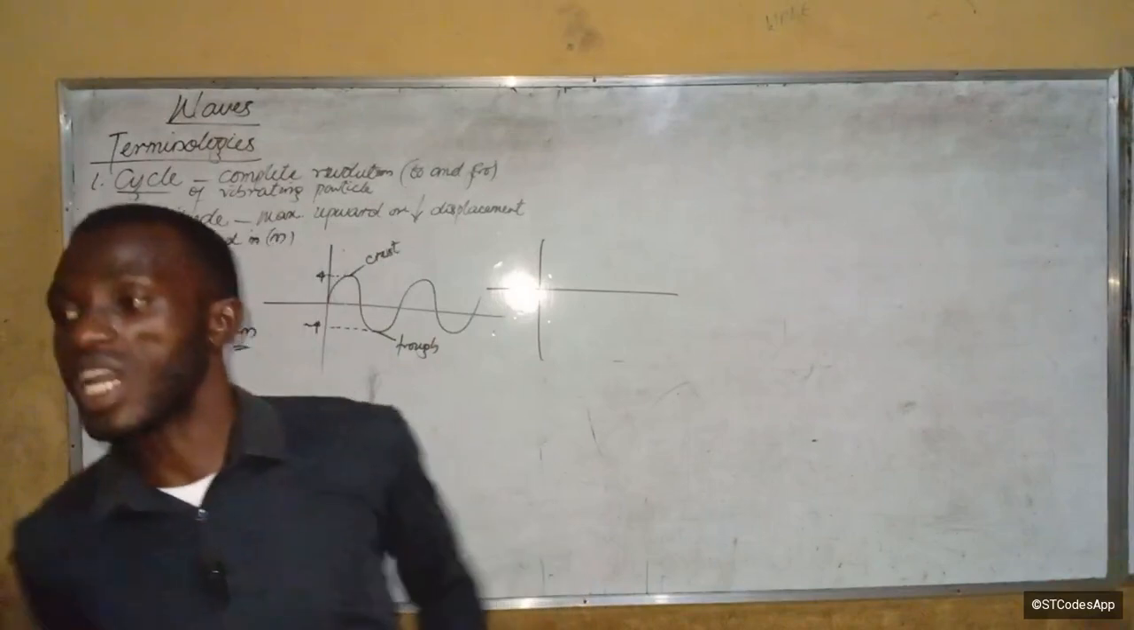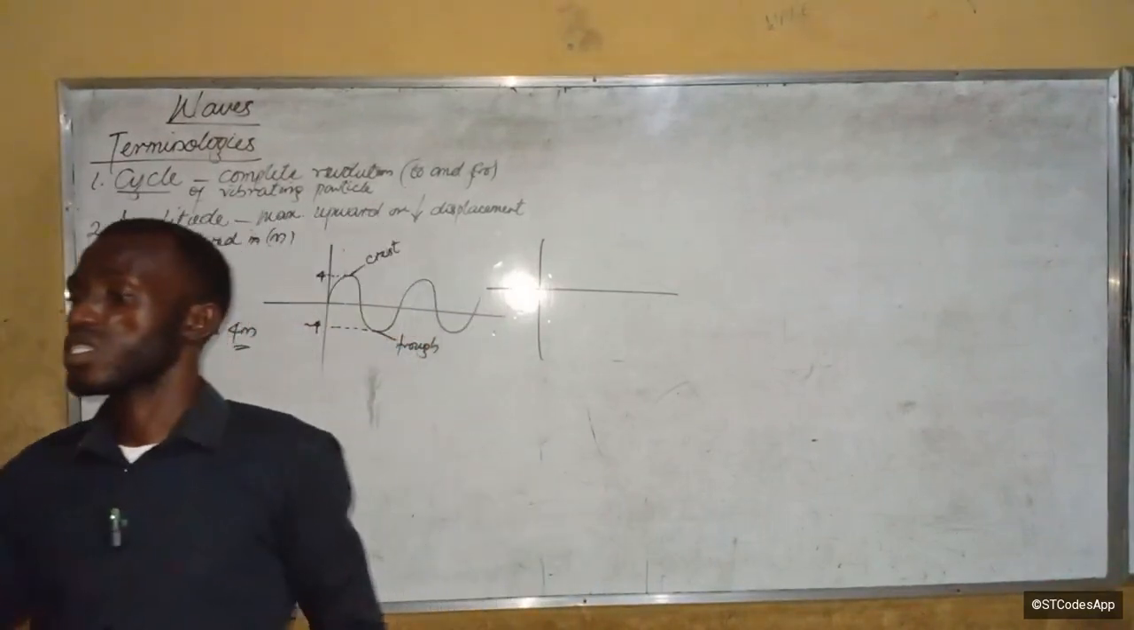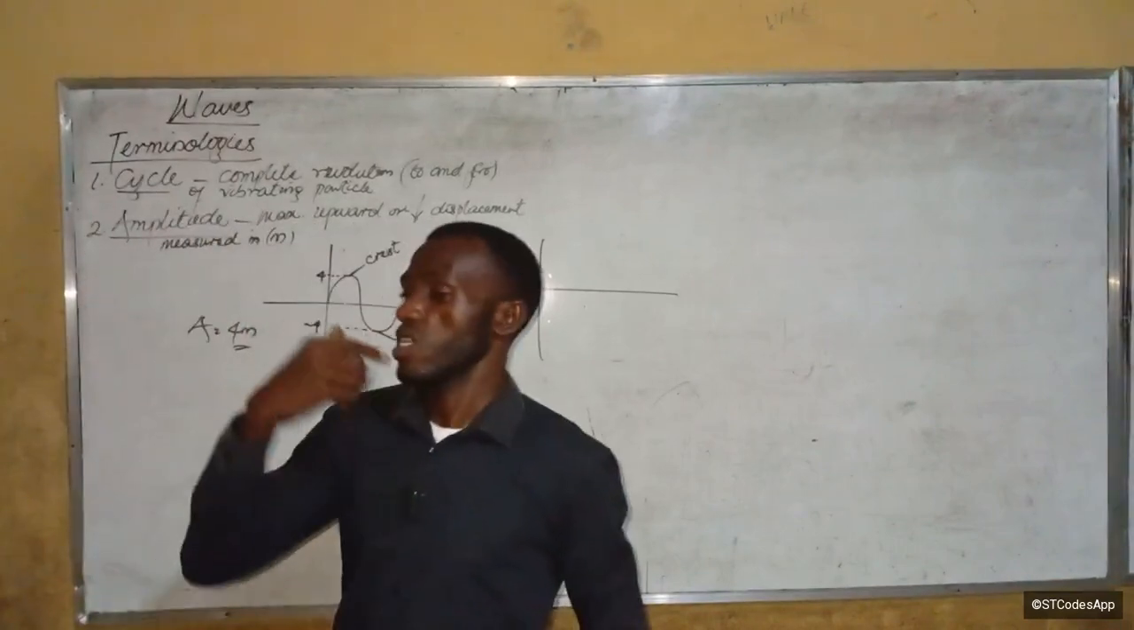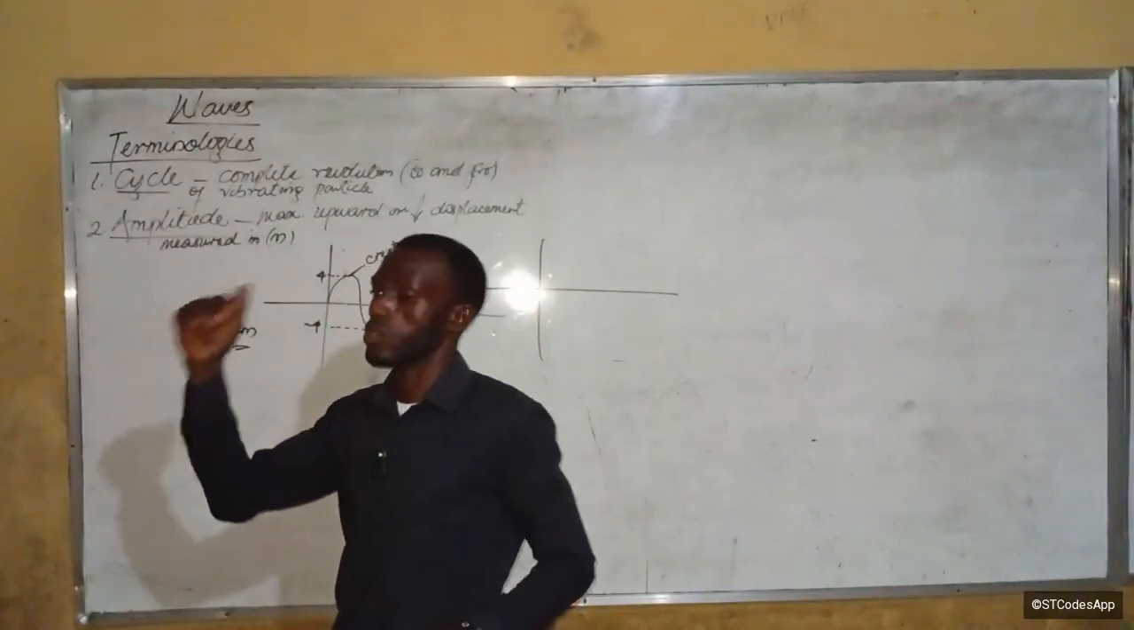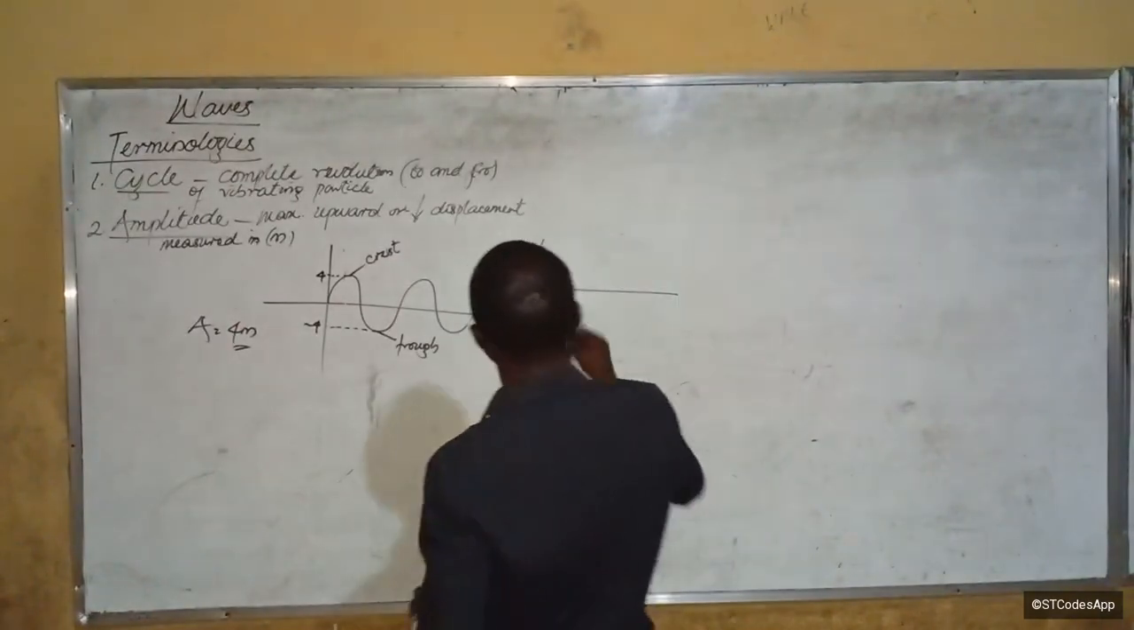Amplitude has some effects on, for example, sound. If you increase the amplitude of sound, what you increase is the volume of the sound. The increment in the amplitude of sound is an increment in the volume of the sound. So that's one of the effects.